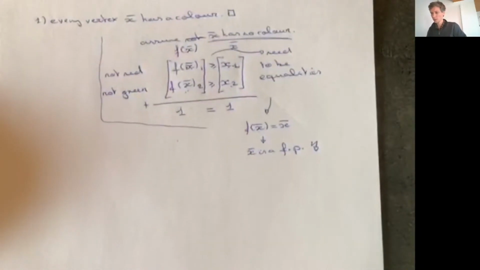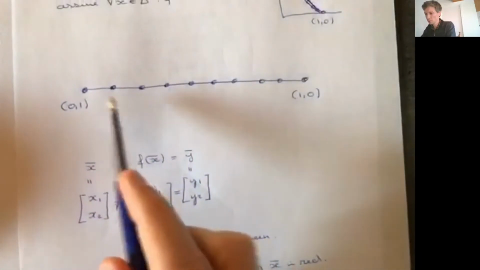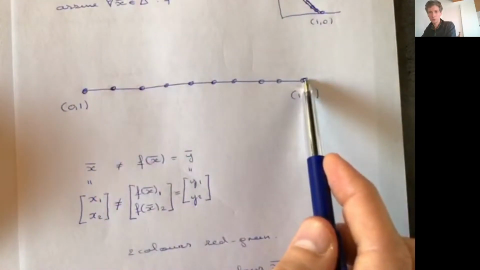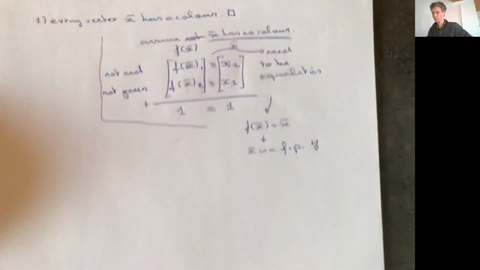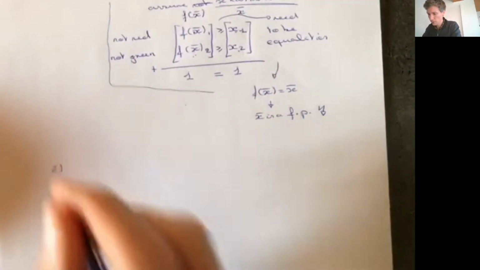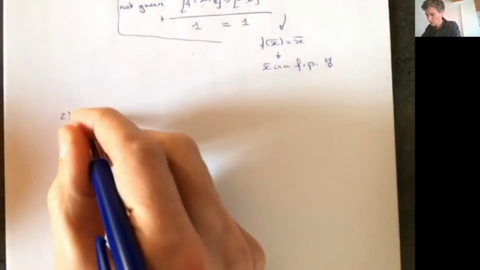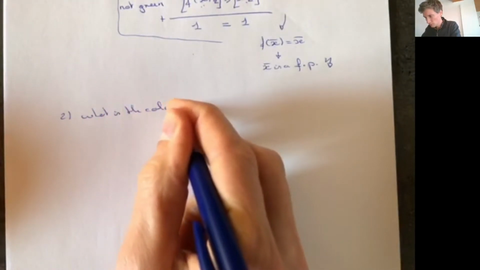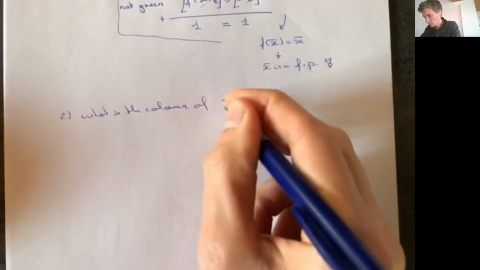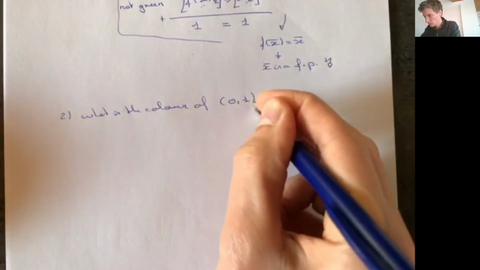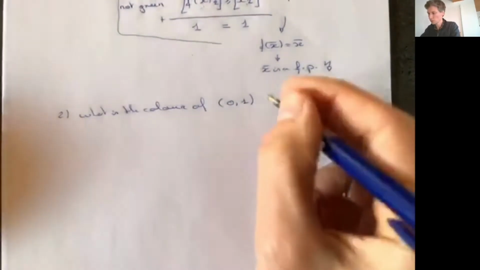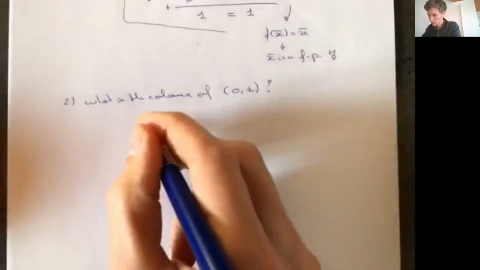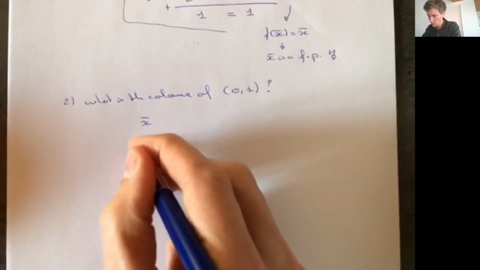Okay, so the second condition that we needed to show is that this color is different from the color that we have here. So let's have a look at the color. What is the color of the vector 0, 1? That's a good question. Okay, so we have the vector x, which is 0, 1.